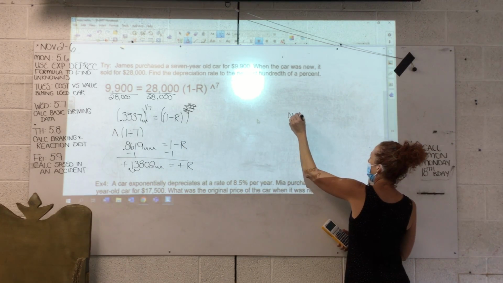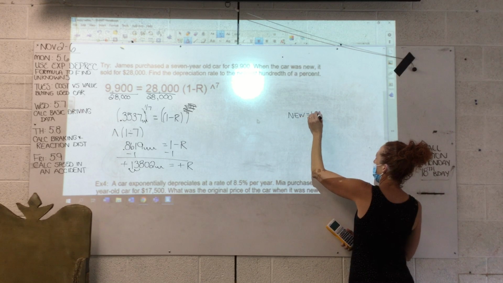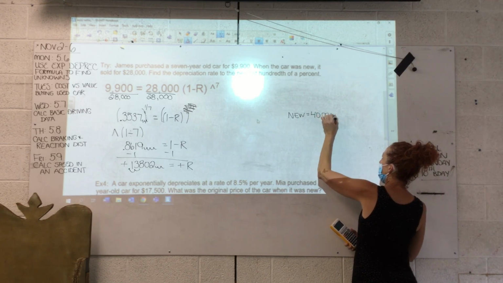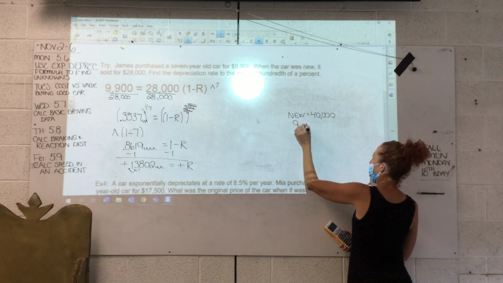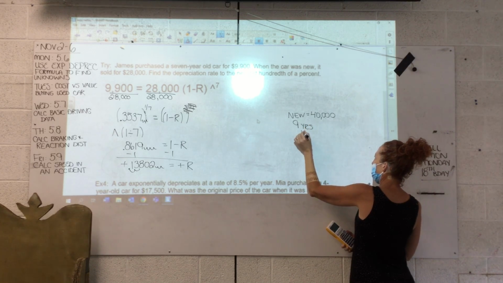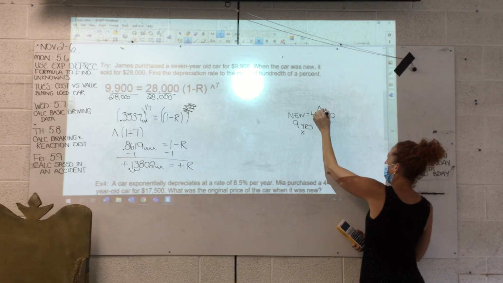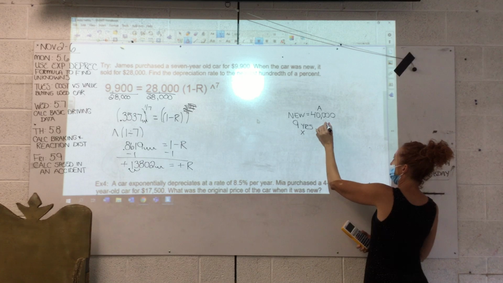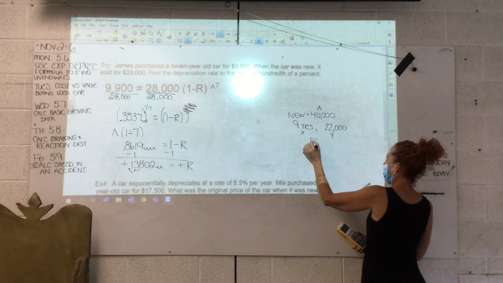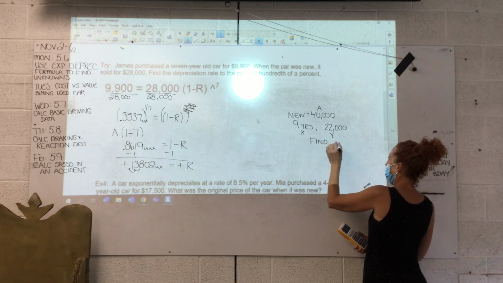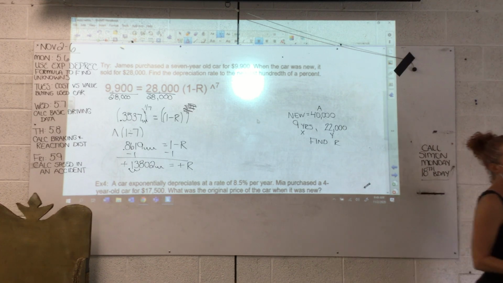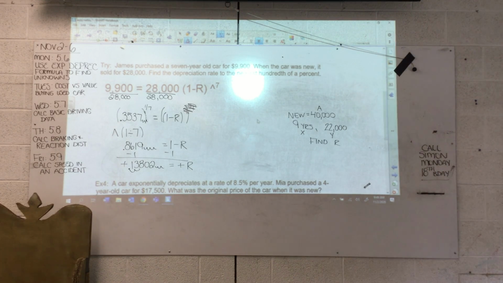New, it's worth 40 after 9 years. So this is the A, this is the X. After 9 years, it's worth 22. Just find the rate. Off to the side, try it one more time.